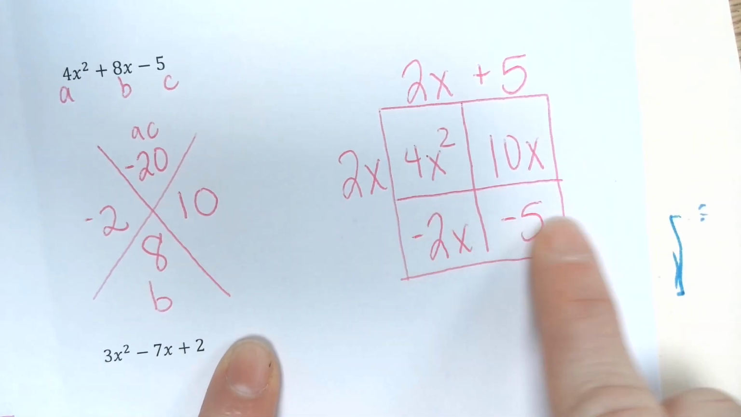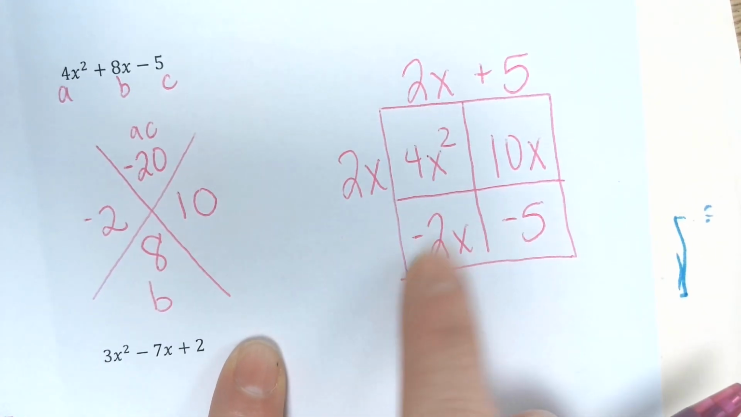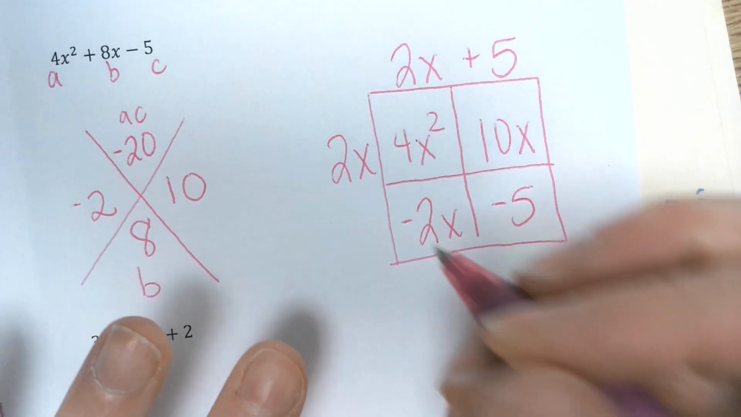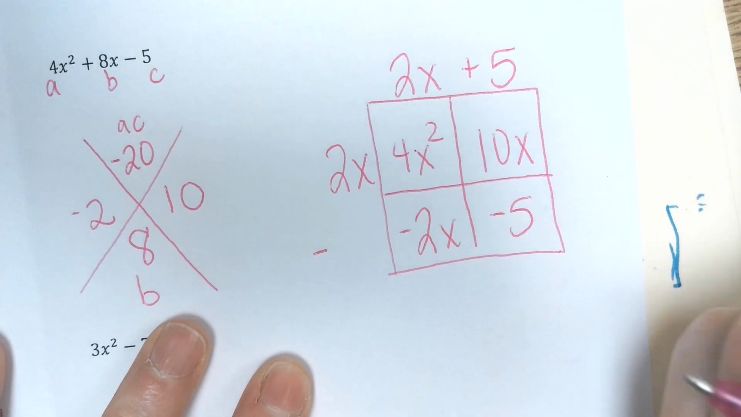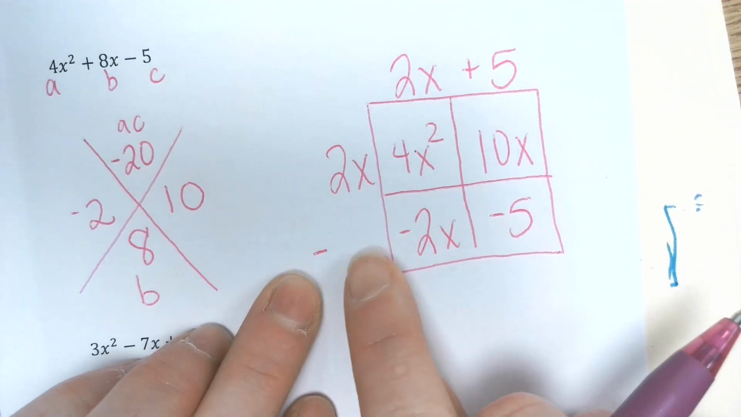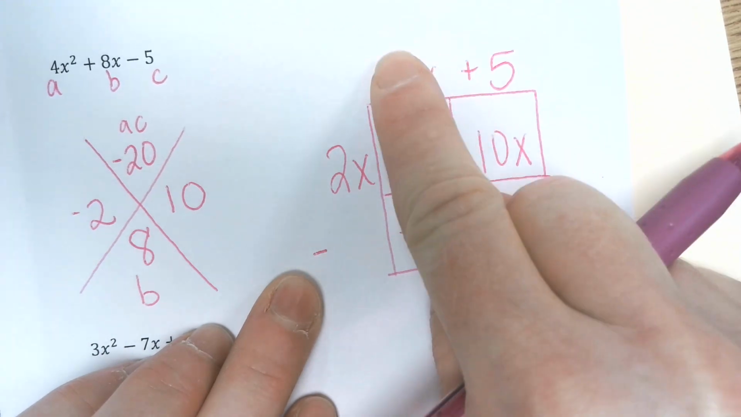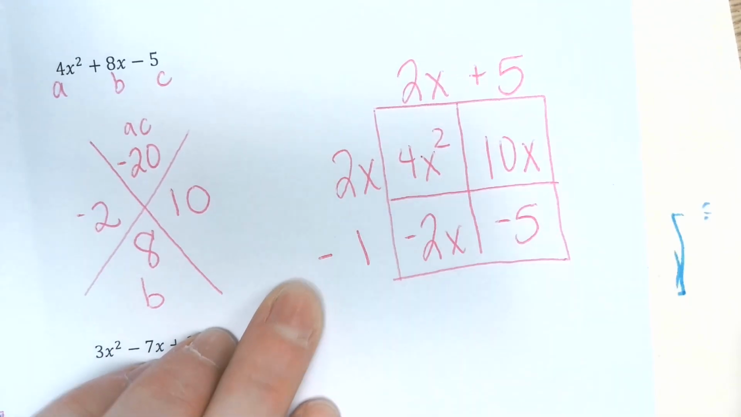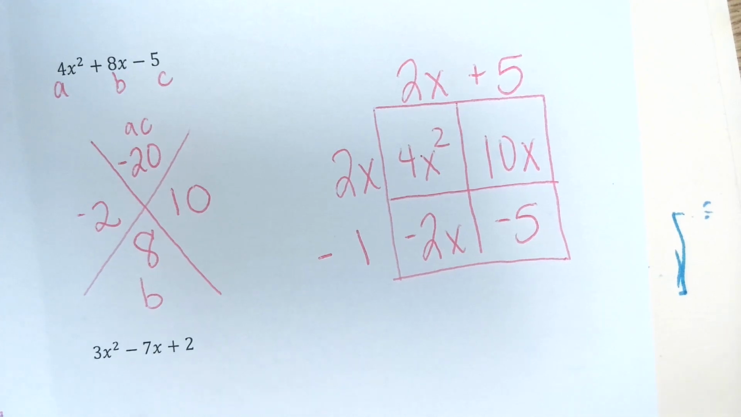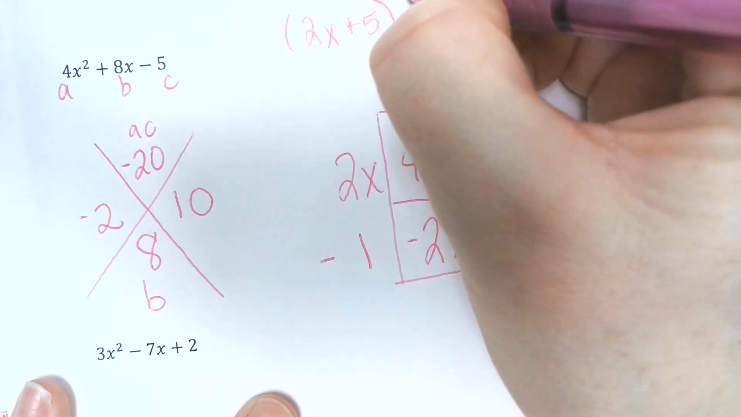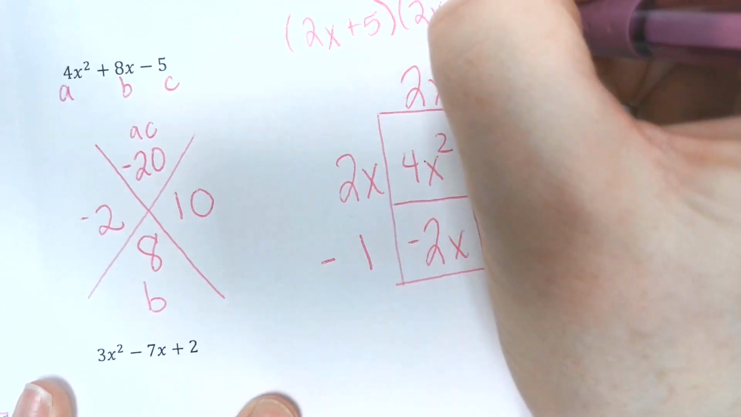Okay, what do these have in common? See how the first term is negative? Remember last week we did GCF. If the first term's negative, make sure you factor it out. So we know for sure it's going to have to be negative. And what is this going to have to be multiplied by to get negative 2x? 1, yeah. So we have 2x plus 5 times 2x minus 1.